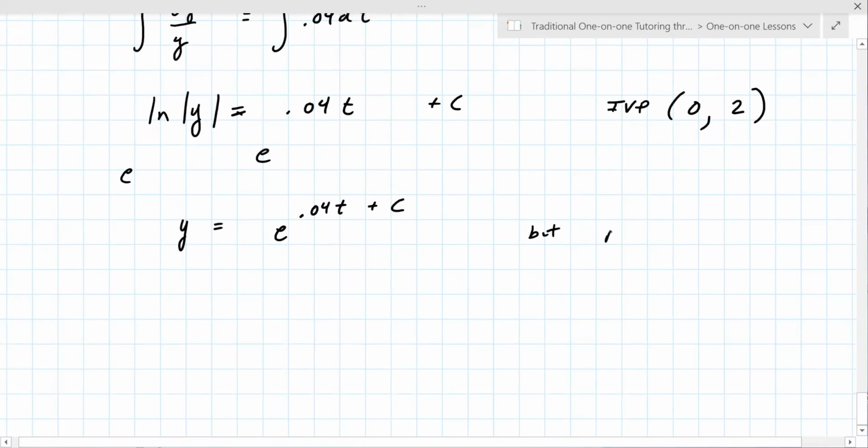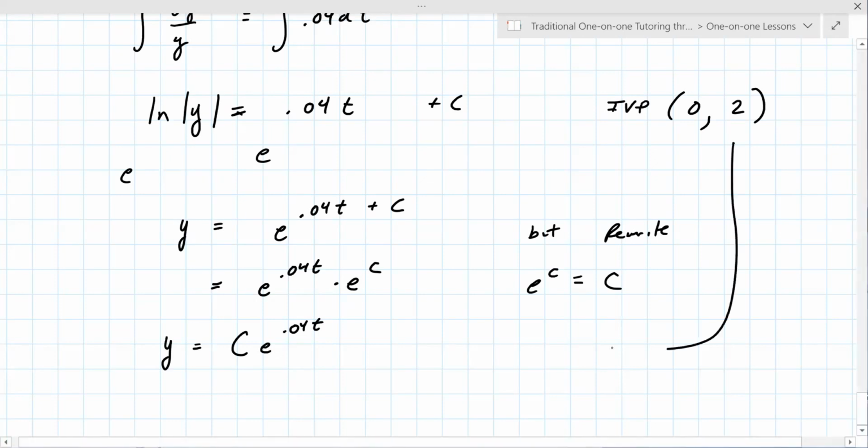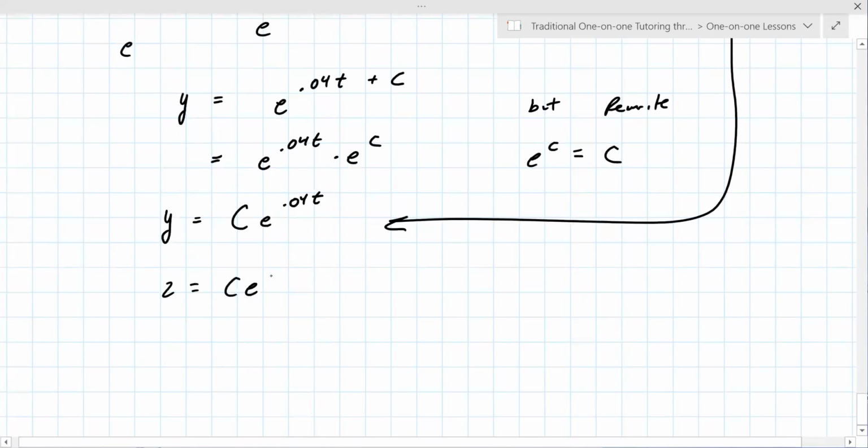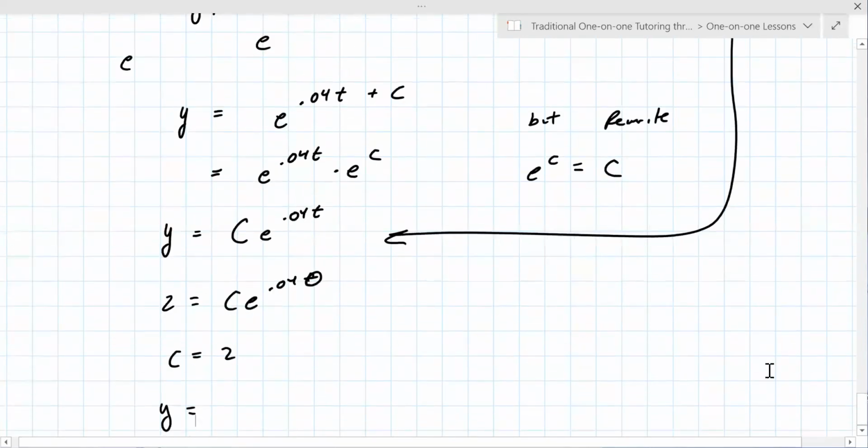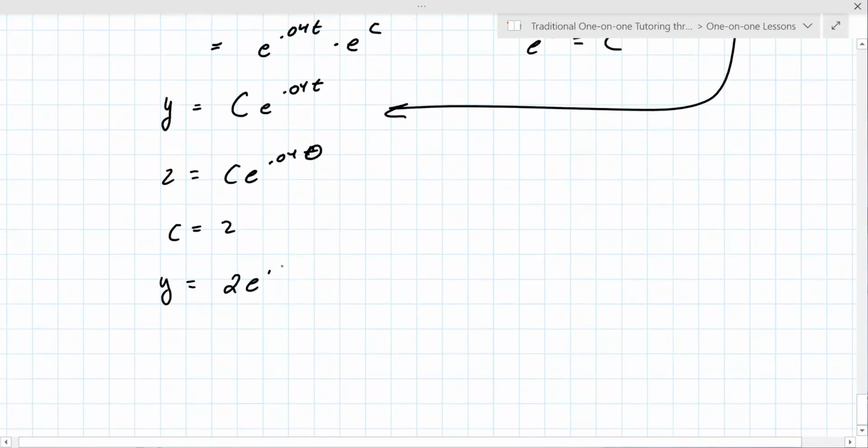We can do a rewrite here: e to the 0.04t times e to the c. We're going to make e to the c our new c. So this becomes y equals c e to the 0.04t. Now you plug in your point: 2 equals c e to the 0.04 times 0, so c equals 2. That's why it's preferred, because normally your initial condition comes at wherever you actually started. So that's y equals 2e to the 0.04t.